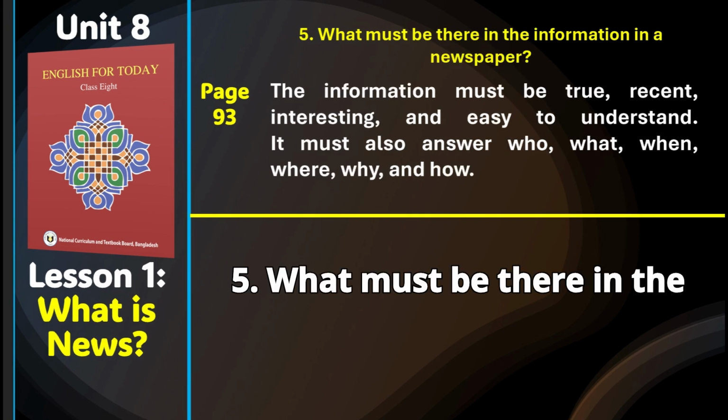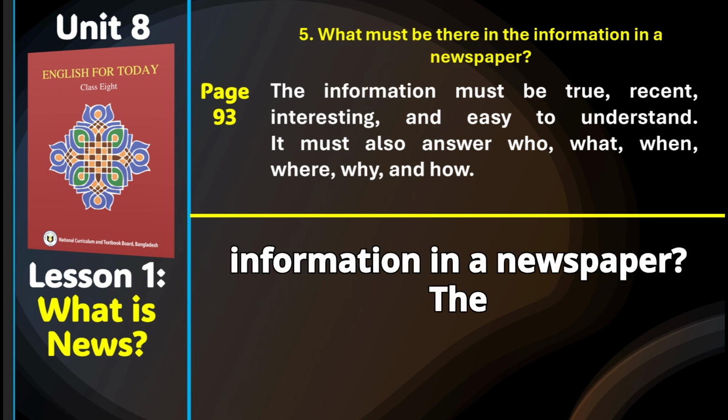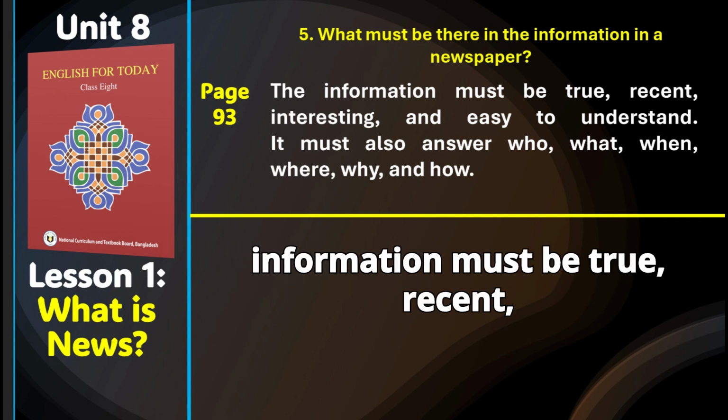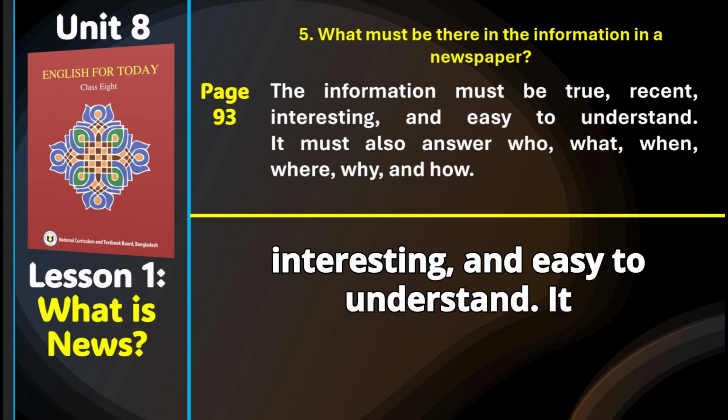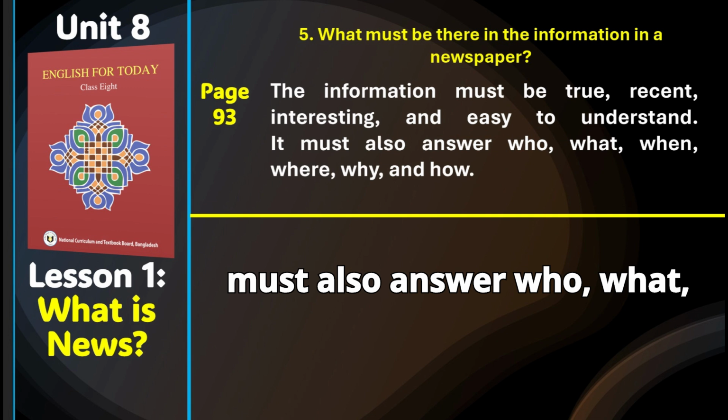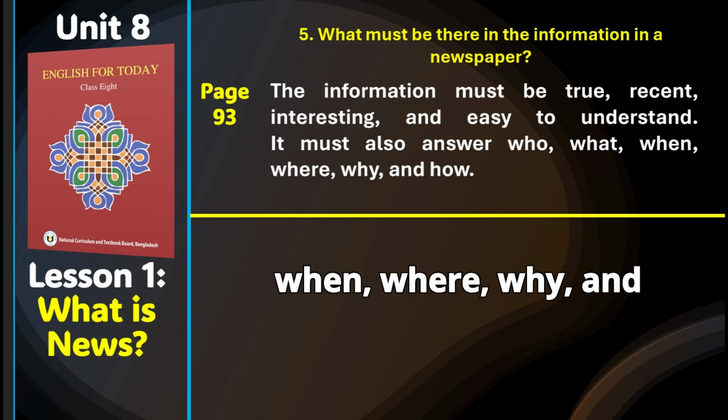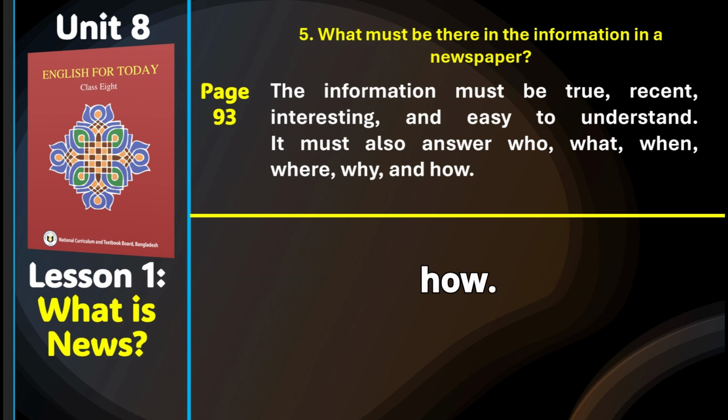5. What must be there in the information in a newspaper? The information must be true, recent, interesting, and easy to understand. It must also answer who, what, when, where, why, and how.